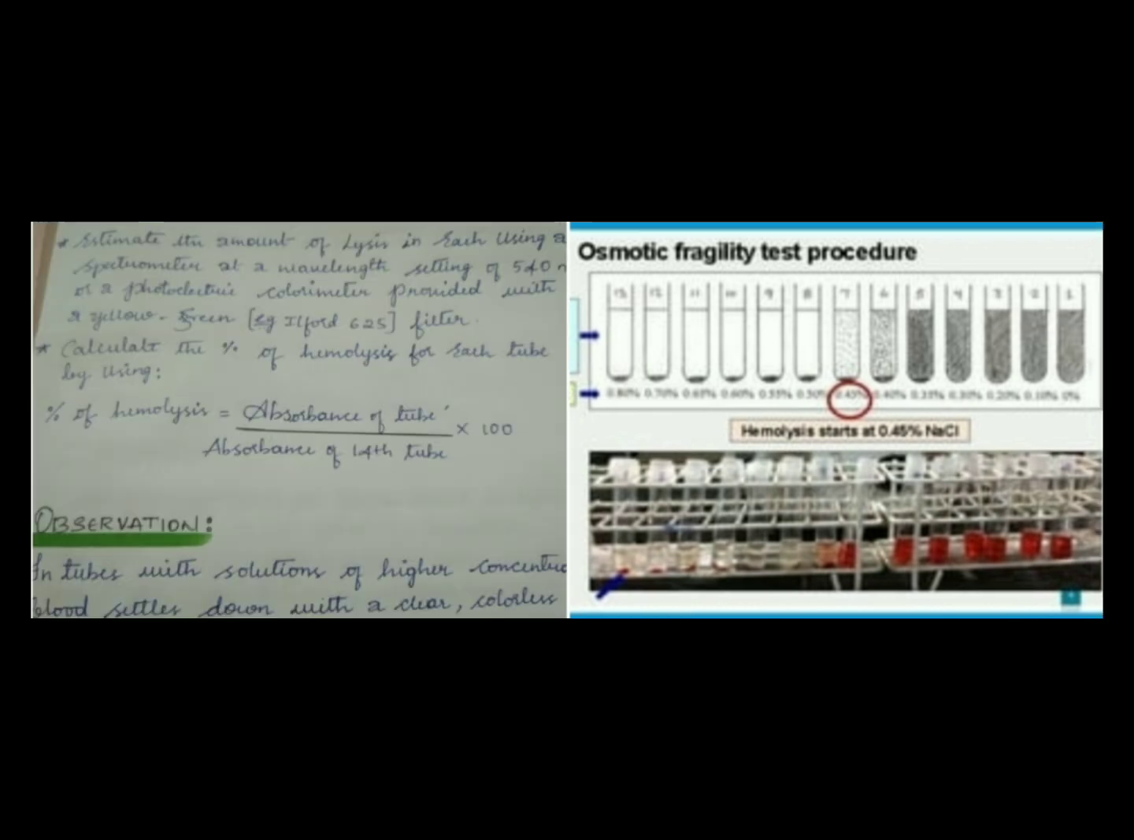Estimate using a spectrophotometer at a wavelength setting of 540 nanometers, or a photoelectric colorimeter provided with a yellow-green filter. The calculation is: percentage of hemolysis equals absorbance of the tube divided by absorbance of the 14th tube, multiplied by 100.